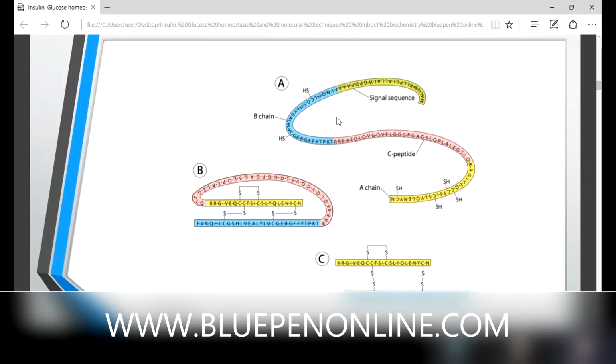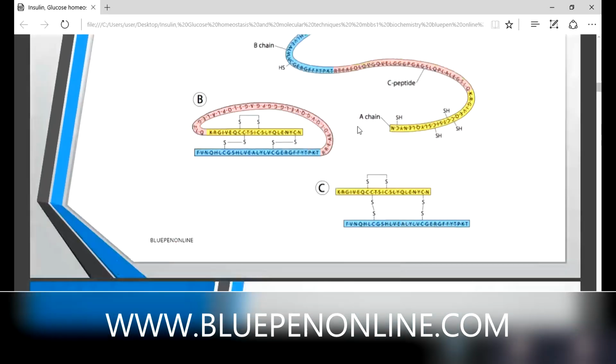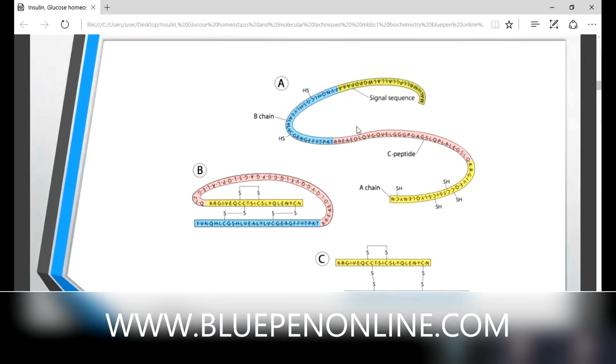You can see the picture of the biosynthesis of insulin. The first form is known as pre-pro insulin. The second form is known as pro insulin. You can see the peptides are cut and the length is shortened. Clear?